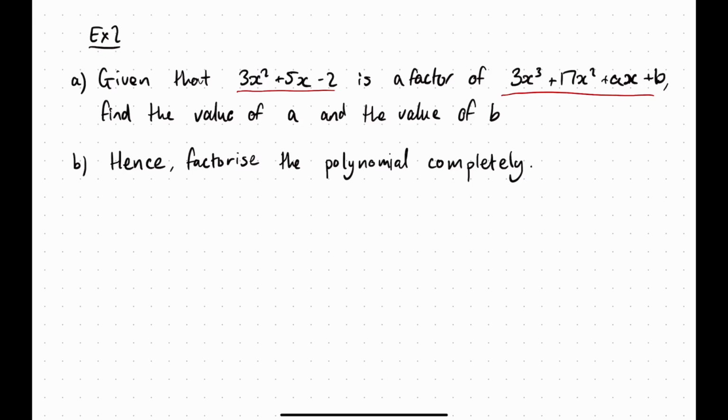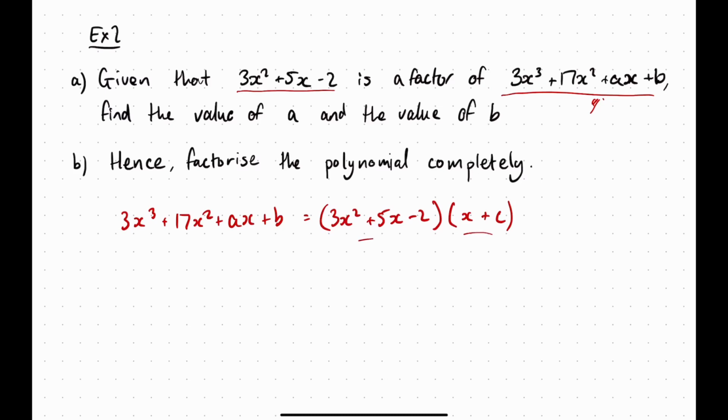Okay, which means that it's kind of hinting at 2 solutions which, when substituted into here, would give an answer 0, which would then allow us to form a simultaneous equation. Okay, so I would say that 3x cubed plus 17x squared plus ax plus b would be equal to 3x squared plus 5x minus 2 times, well, in this case it's going to be x plus, let's call it c for now. Okay, all I'm saying is that the quadratic they've given multiplied by another bracket will give me the cubic.